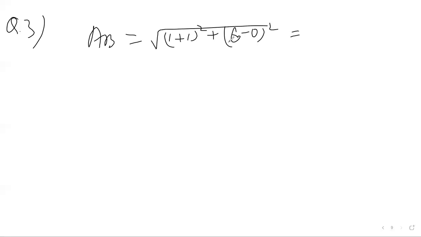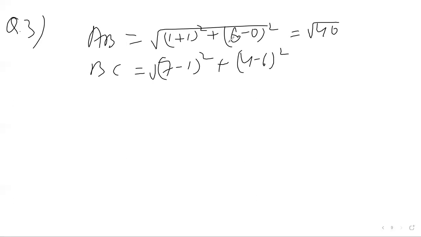We see that in question 3, AB equals root of 6 minus 1 plus 1 whole square plus 6 minus 0 whole square. So this will be 4 plus 36, root 40. And BC is 7 minus 1 whole square plus 4 minus 6 whole square, root over 6 square plus 2 square, root 40. We see that AB equals BC, so it is an isosceles.